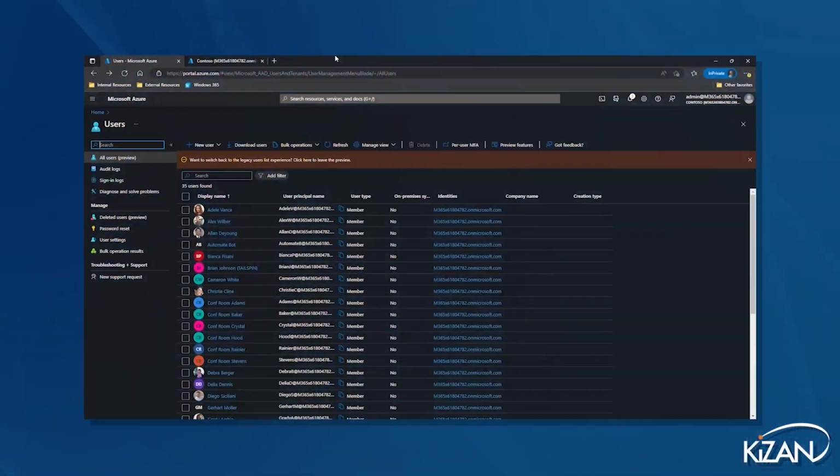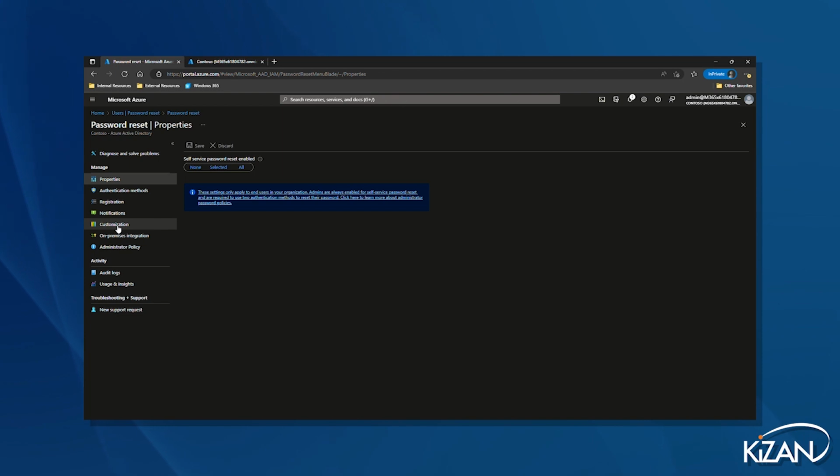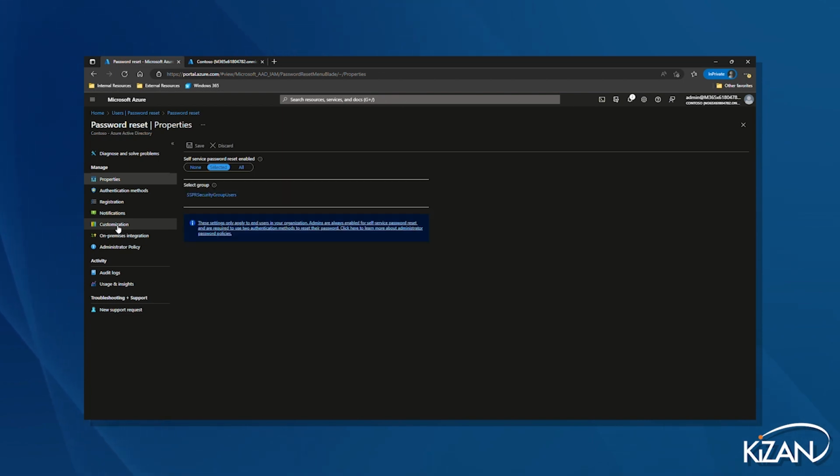Let's start by talking about empowering your users to reset their own passwords, or what's commonly referred to as self-service password reset. Within Azure Active Directory, you can allow users the ability to reset their own password. This can reduce a considerable number of the support calls an IT organization receives, freeing you up to focus on projects and critical issues.